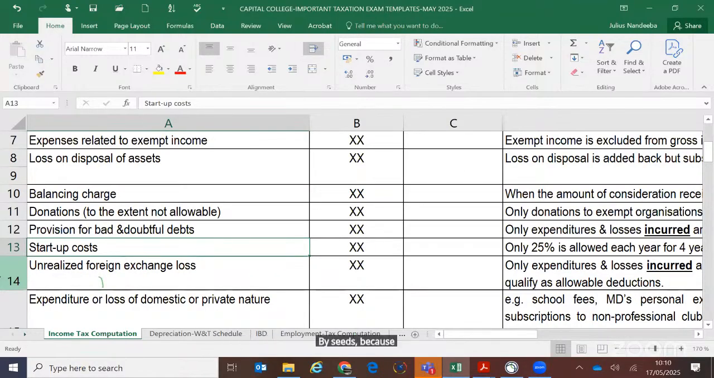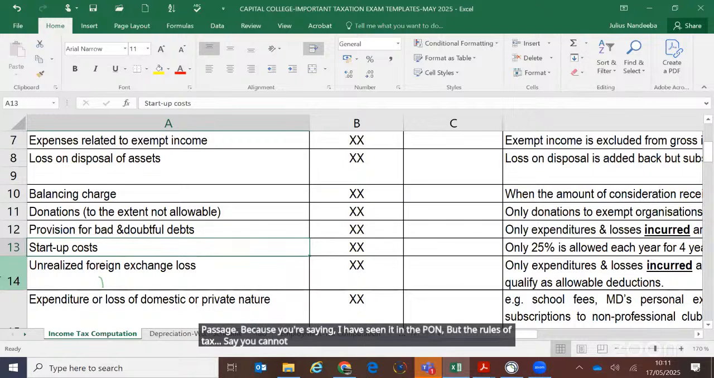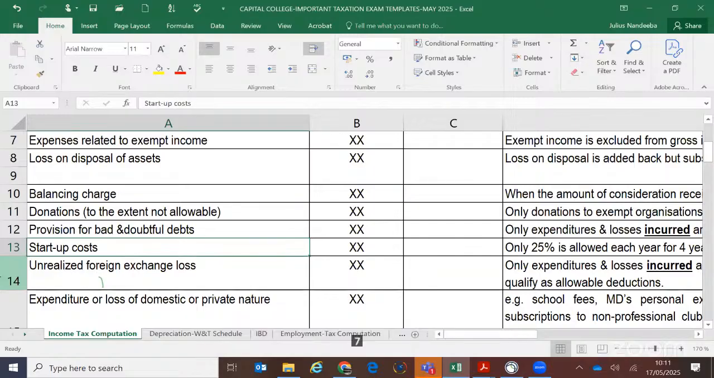Because you're saying, I have seen it in the POL, but the rules of tax say you cannot claim 100% of it. So I want to deny you 75%. So I calculate that 75% of what you're claiming in the POL and add it back. That is the only time you add back startup costs.